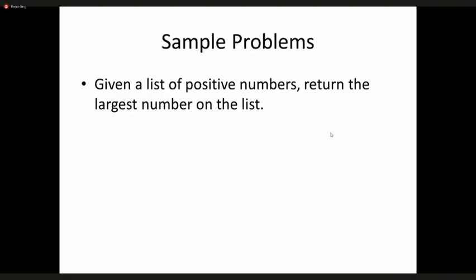Then I'll give you a sample problem. The problem is: given a list of positive numbers, return the largest number on the list, right? Then is there a way of writing this algorithm? Can someone explain how to write it? We can, first of all, select two numbers. After that? We have to choose the largest number from those two.